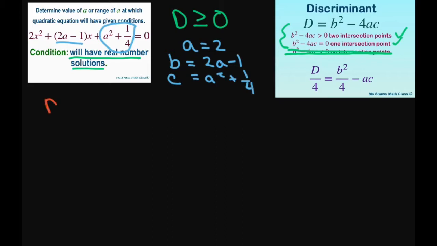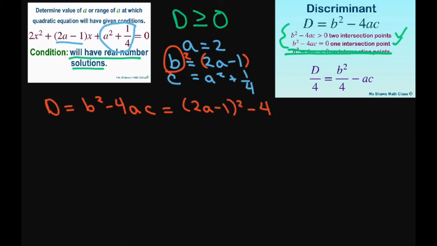So our discriminant, which equals b squared minus 4ac, is going to be b squared. If you square that, you have to square this. So that's going to be 2a minus 1 squared minus 4 times 2, which is a, times c, which is a squared plus 1/4.